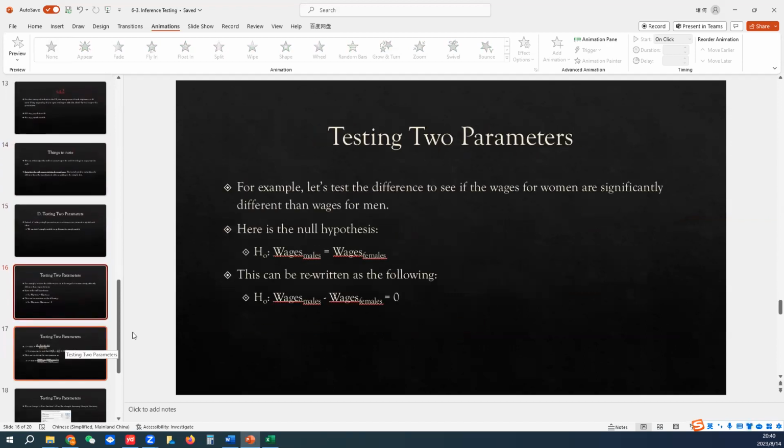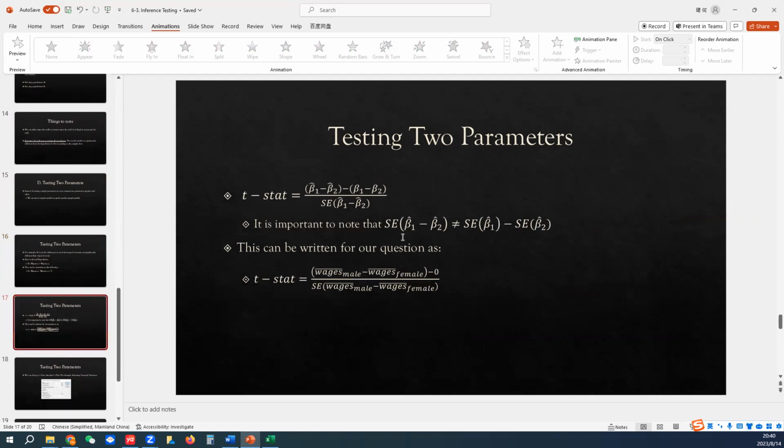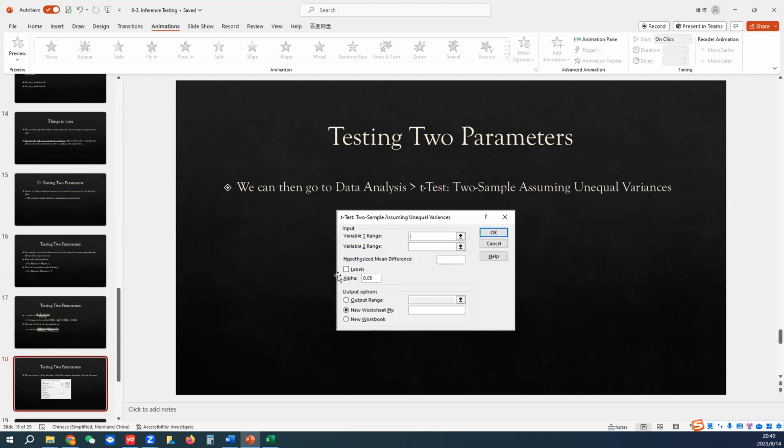So this can be rewritten as the difference between the wages equal to 0. We are more used to the equal to 0 or equal to a certain value case. So this is how it is done mathematically, and this is what we are doing.